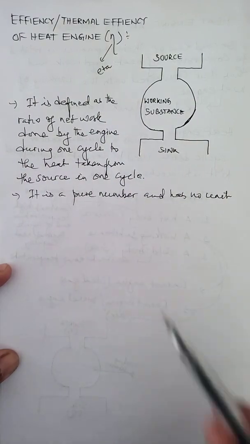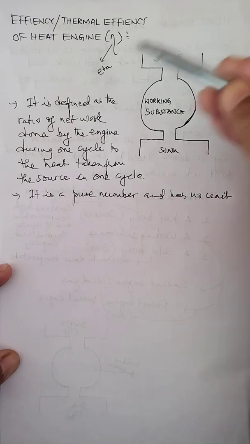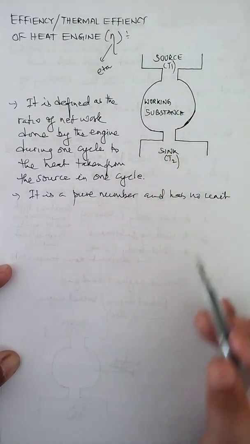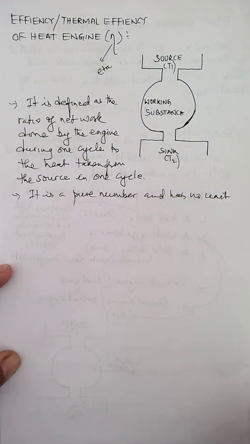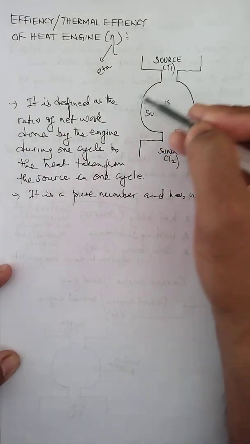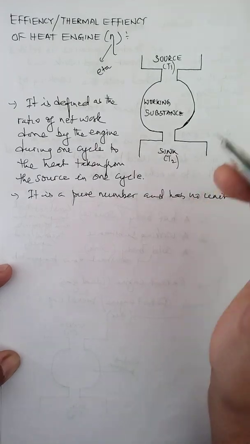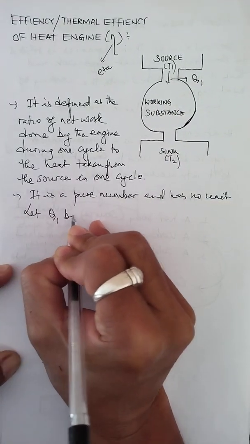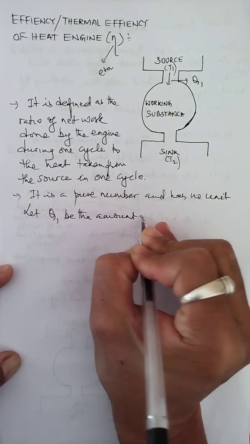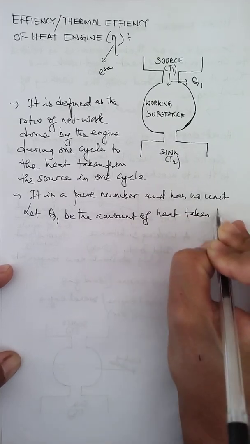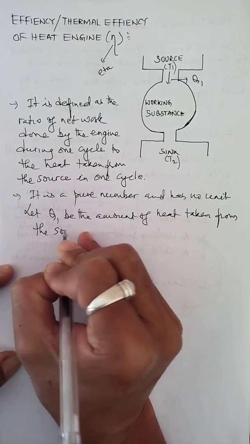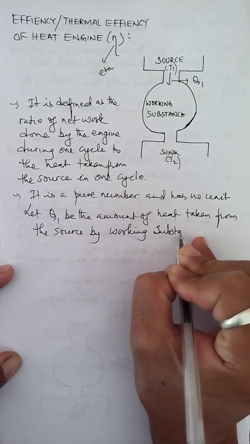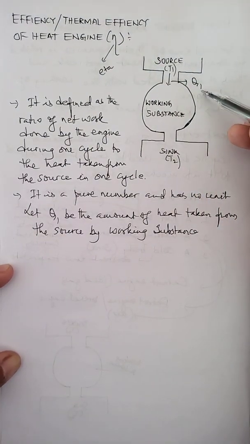Now we come to the expression part of this heat engine. For that, let me follow this working diagram of the heat engine, having a source usually at temperature T1, a sink usually at temperature T2, where T2 is less than T1, and the main part of the heat engine, called the working substance. Suppose this working substance takes an amount of heat from the source, and let Q1 be the amount of heat taken from the source by the working substance.